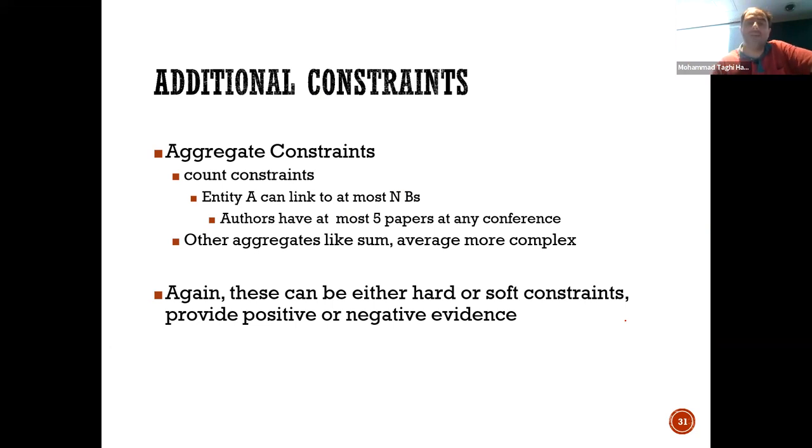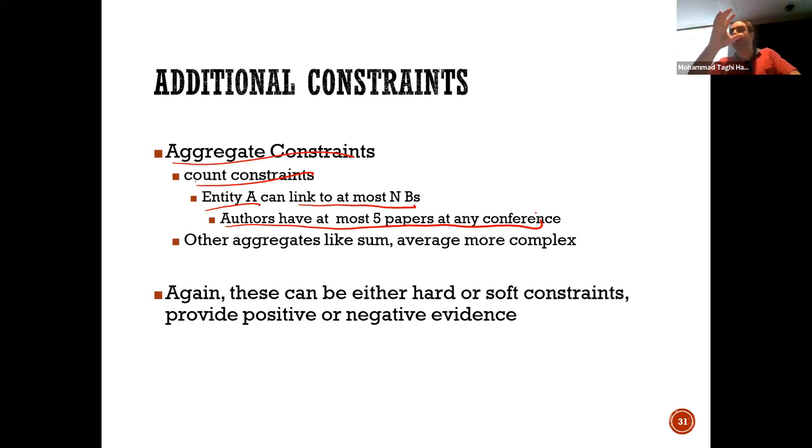Another condition that we have is the aggregate constraint. For example, this is a count constraint. What's the meaning of that? It means that entity A can link to at most N Bs. For example, authors can have at most five papers in a conference. So if you try to do entity resolution and you see that almost the same name has six papers in this conference, it means that probably one of them is not the previous author. It should be different, because each person can have at most five. So this sixth one is probably a different one. Instead of the count, you can consider aggregate constraints like sum, average, or other functions. And each of them can be hard or soft constraints and can be positive or negative.